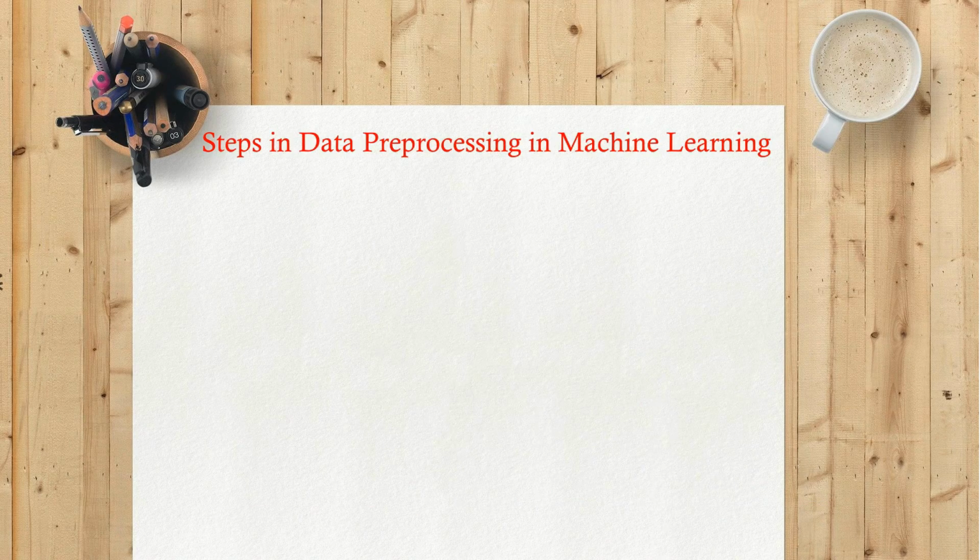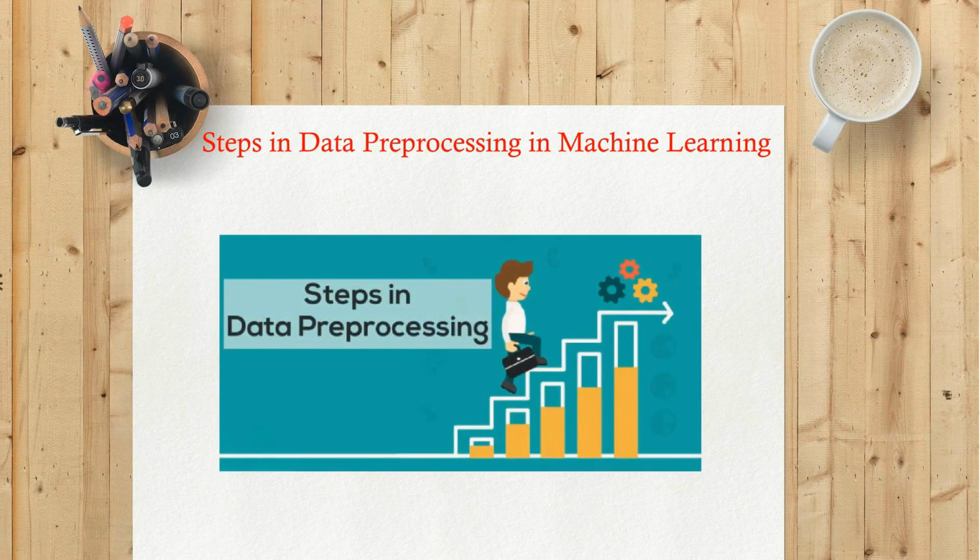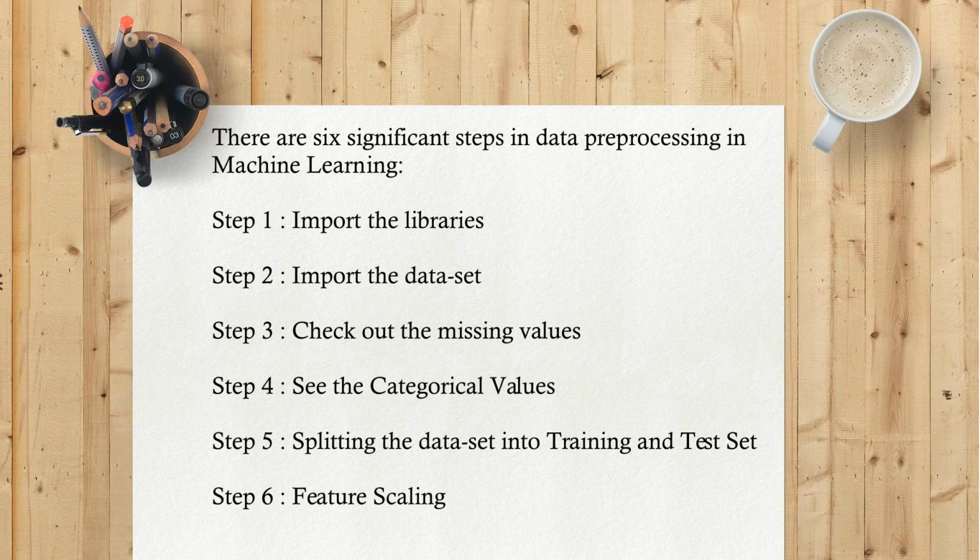Steps in data pre-processing in machine learning. There are 6 significant steps in data pre-processing in machine learning. Step 1. Import the libraries. Step 2. Import the dataset. Step 3. Check out the missing values. Step 4. See the categorical values. Step 5. Splitting the data set into training and test set. Step 6. Feature scaling.